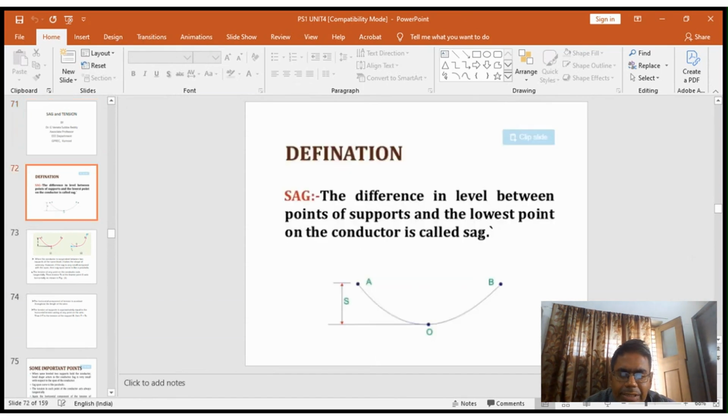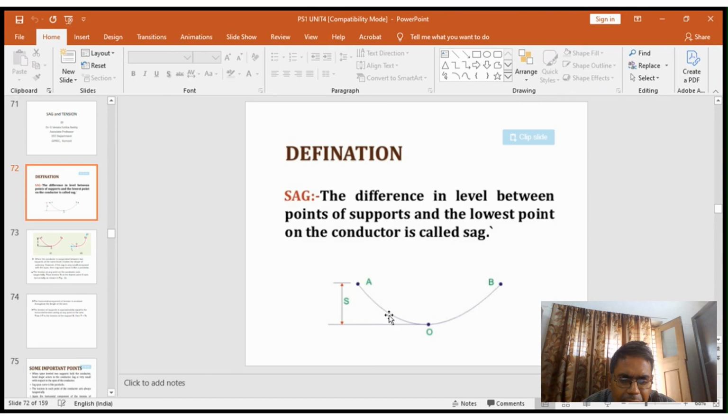What is the definition of sag? The difference in level between the points of support and the lowest point on the conductor is called sag. In case of sag, the shape is a parabola or catenary. Here S is the sag, O is the lowest point on the conductor, and A and B are the two supports.